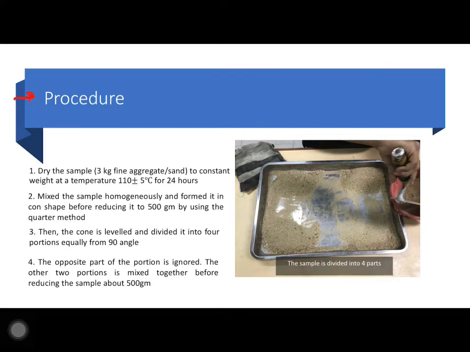Here is the procedures of sieving analysis for fine and coarse aggregate. So here, number 1, dry the sample, which is 3 kg fine aggregate or coarse aggregate to a constant weight at temperature 110 plus minus 5 degrees Celsius for 24 hours. And then number 2, mix the sample homogeneously and form it into cone shape before reducing to 500 grams by using the quarter method. So this is the quarter method. And then number 3, the cone is leveled and divided into 4 portions equally from 90 degree angle. And then number 4, the opposite part of the portion is ignored. The other 2 portions are mixed together before reducing the sample to 500 grams.